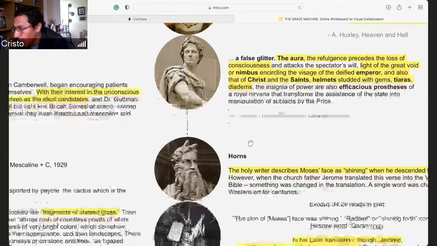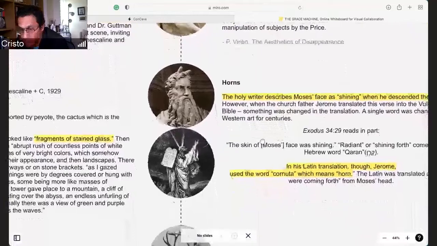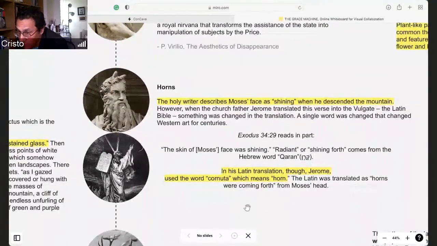So moving down, we come to the horns of Moses. The holy writer described Moses' face as shining when he descended from the mountain. However, when translated to Latin, there was a change in words. The text says that the skin of Moses' face was shining, radiant, or shining forth, which comes from the Hebrew word karan. In his Latin translation, Jerome used the word cornuta, which means horned. So the Latin was translated as horns coming forth from Moses' head.